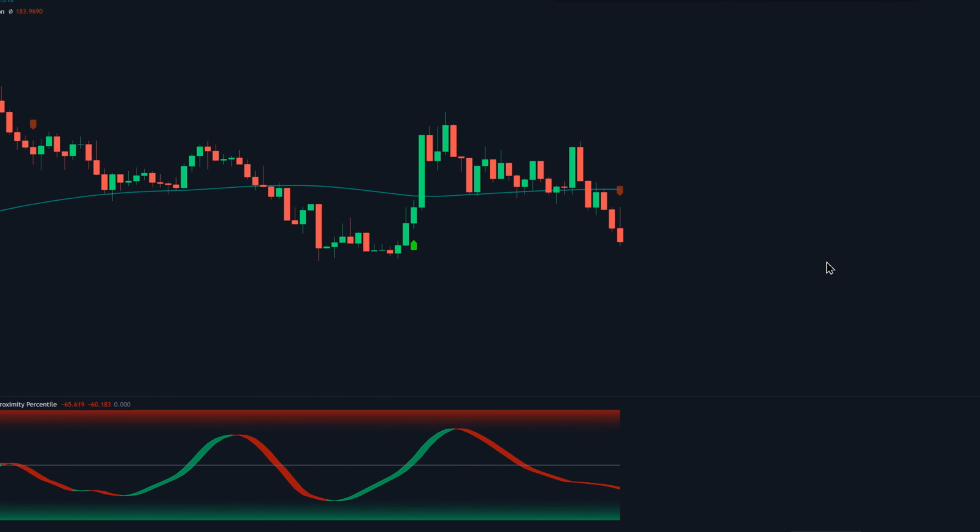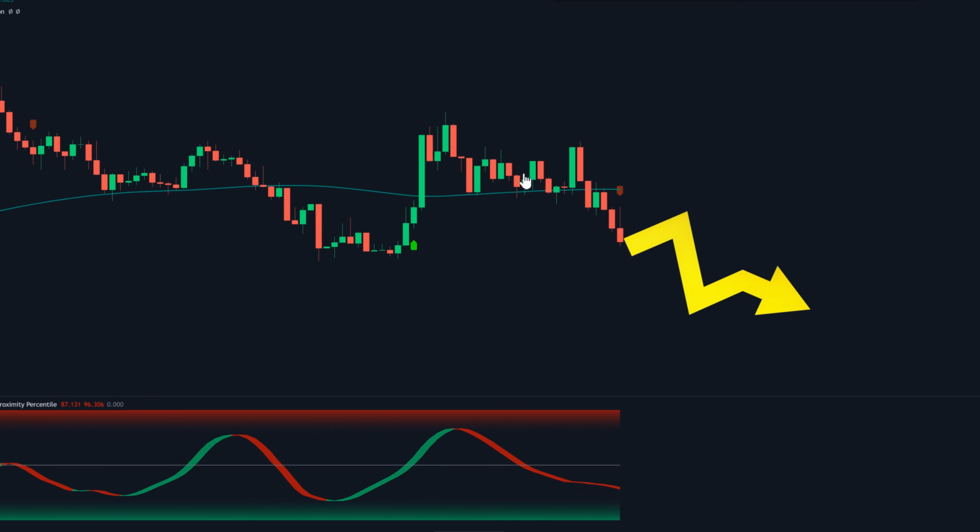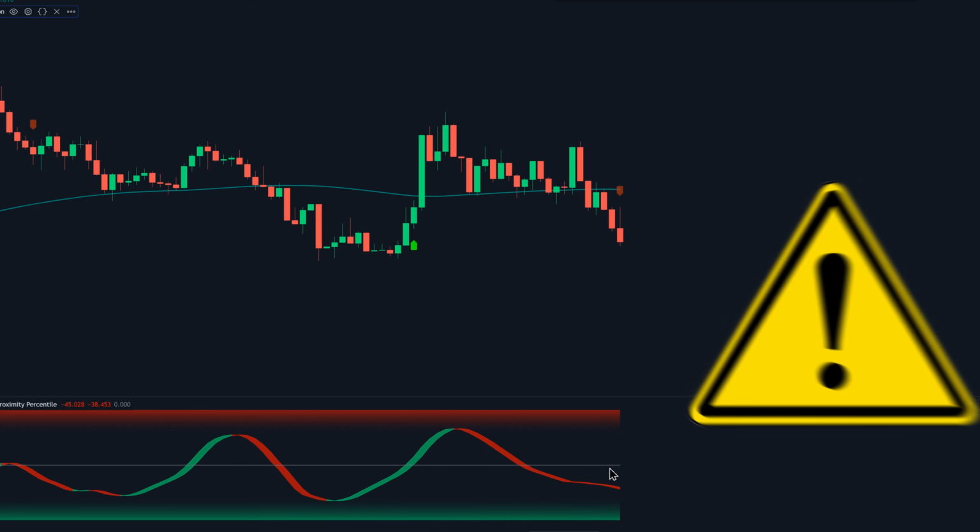So first, the median proximity percentile, this oscillator, should be colored red. This indicates that the market is in a short-term bearish trend. Second, we need a sell signal to be printed by the Lorentzian classification indicator, basically a red downward arrow like this one. Condition number 3 is that at the time the sell signal is printed, we need this oscillator to be below the midline, like it is right here. If it happens to be above this midline, that entry becomes invalid.